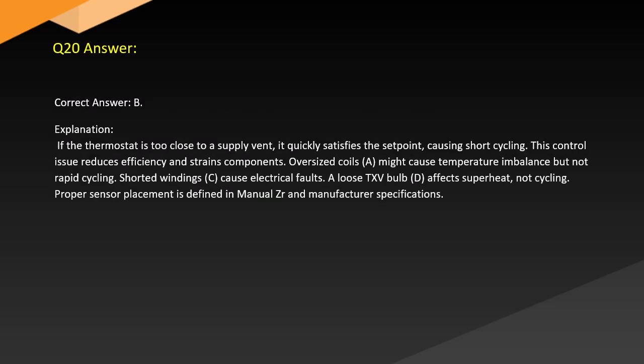Answer. Correct answer: B. Explanation: If the thermostat is too close to a supply vent, it quickly satisfies the set point, causing short cycling. This control issue reduces efficiency and strains components. Oversized coils, A, might cause temperature imbalance but not rapid cycling. Shorted windings, C, cause electrical faults. A loose TXV bulb, D, affects superheat, not cycling. Proper sensor placement is defined in the manual and manufacturer specifications.